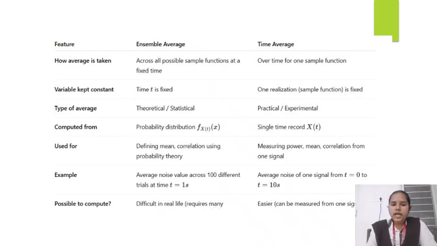In time average, one realization, one sample function, is fixed. Type of average: an ensemble average is theoretical or statistical. In time average, it is practical, experimental.